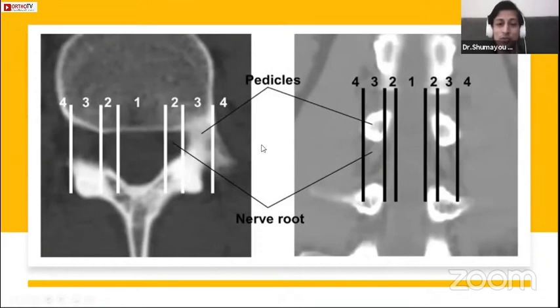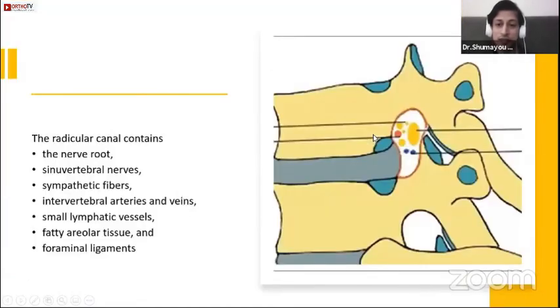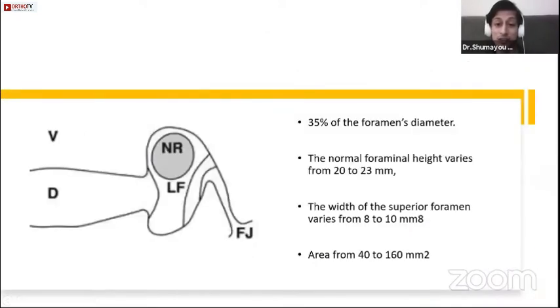If you break the spine up into its different parts, you have a central part marked by 1, 2 is the paracentral part, 3 is the foraminal part, and 4 is the extraforaminal part. The third, foraminal part is where the pedicle is, so it's above and below the pedicle. Now we all know that the foramina is primarily occupied by the nerve root, but apart from the nerve root, there are many structures there, all of importance. There's the nerve root, the sinuvertebral nerves, sympathetic fibers, intervertebral arteries and veins, small lymphatics, fatty areolar tissue, and foraminal ligaments. So a lot of structures there.